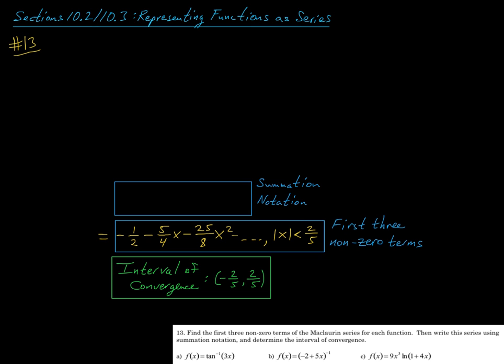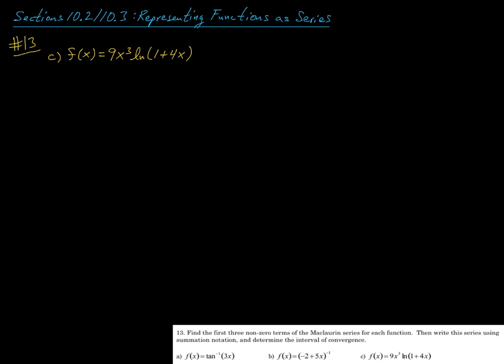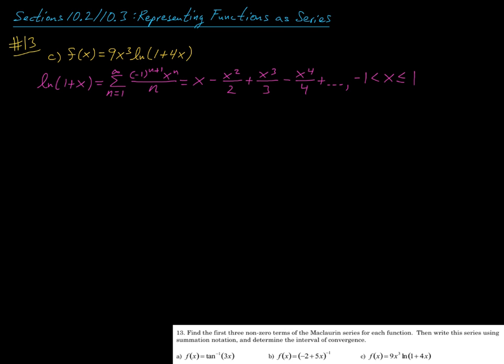We actually did an example really similar to part C. This is back in question 6. All right, we're looking here at f of x is 9x cubed times the natural log of 1 plus 4x. And recall this result. It said that the natural log of 1 plus x is equal to the series x minus x squared over 2 plus x cubed over 3 minus x to the 4th over 4, and so on. And this series converges to the natural log of 1 plus x for all x such that x is strictly greater than negative 1 and less than or equal to 1.